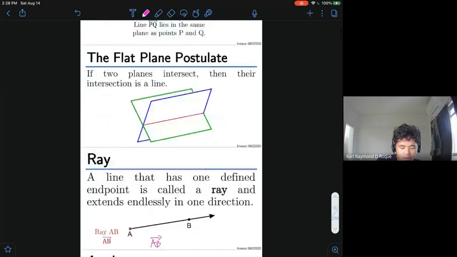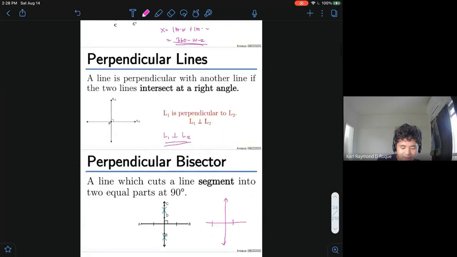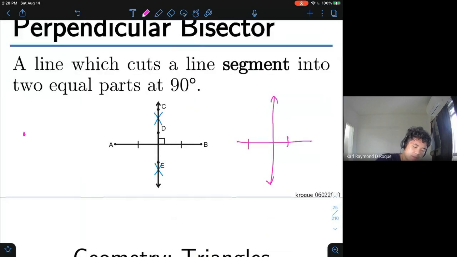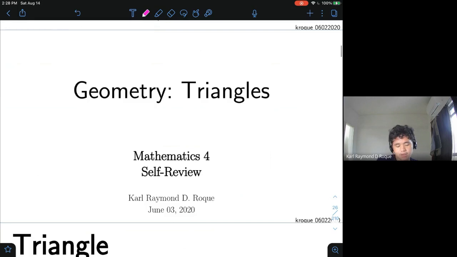Meron yata akong hindi na-discuss na concept. Line segment. What's a line segment? A line segment connects 2 points. Yun lang naman ibig sabihin niya. To name it, line segment AB. Okay. Before I move on to the next part of this lesson, do you get it naman? Kuha naman? Yes, no.